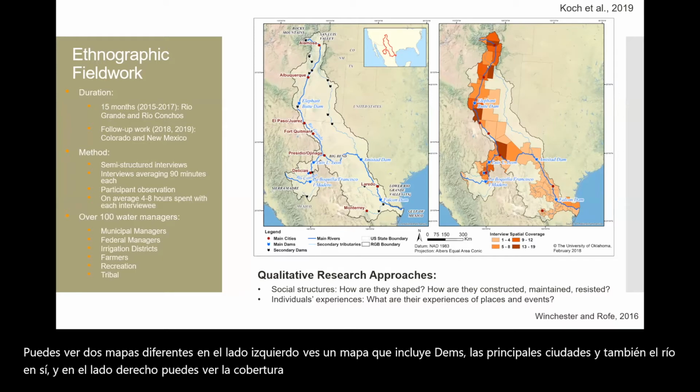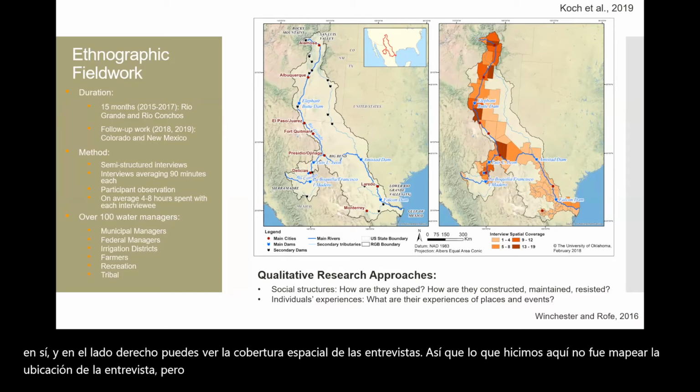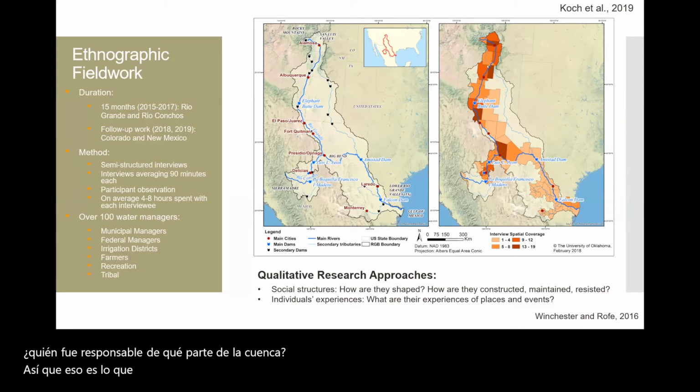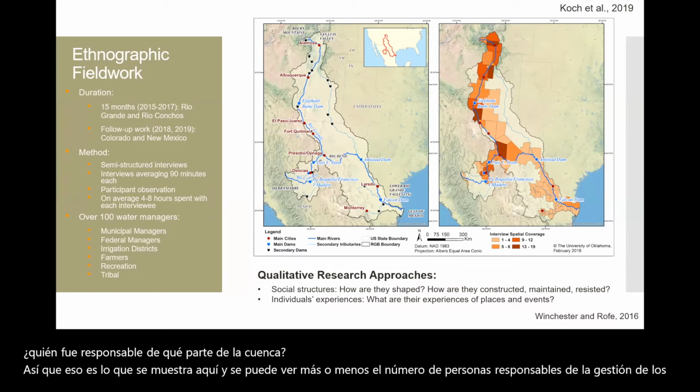What we did here was not map the location of the interview, but rather the sphere of influence of the people interviewed, right? So who was responsible for which part of the basin? That's what's displayed here. And you can see pretty much the number of people responsible for managing water resources in the respective spatial units.